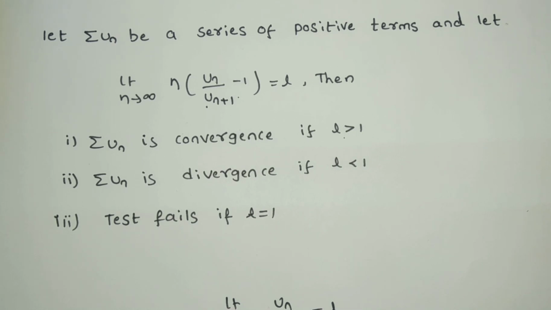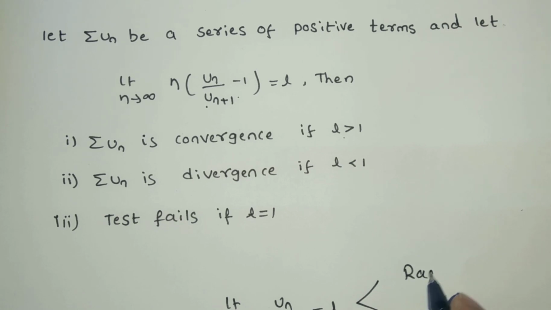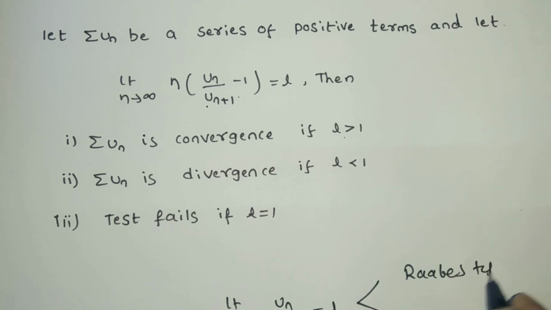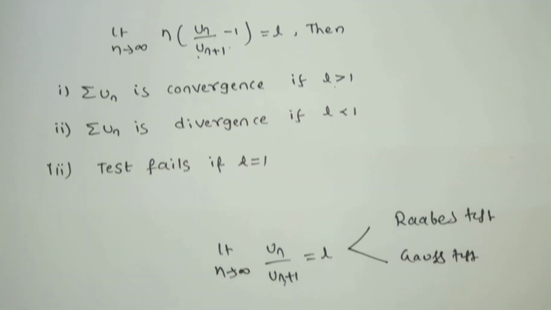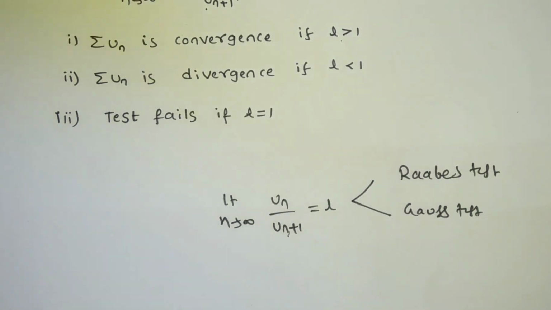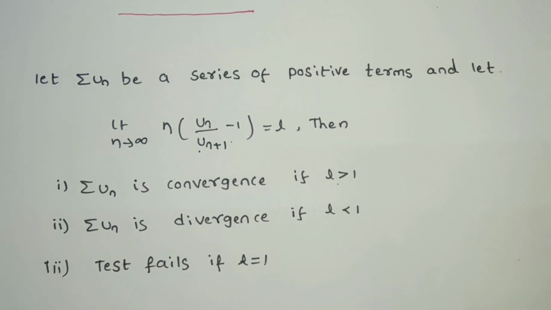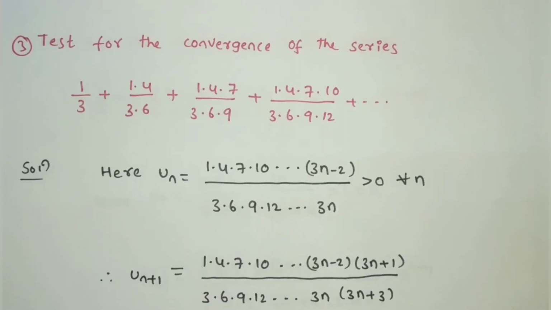Generally, when the ratio test fails, we have two methods. One is Raabe's test. Another one is the Gauss test. And suppose if the limit is containing e, then in that case we can go for the logarithmic test. This is about Raabe's test. We will discuss problems in the next video.